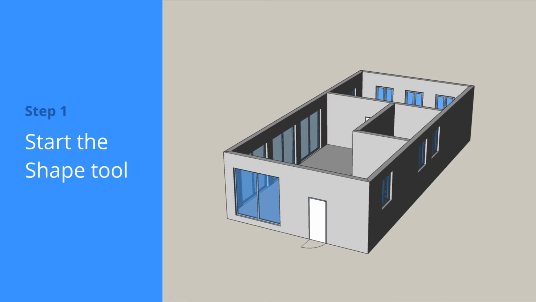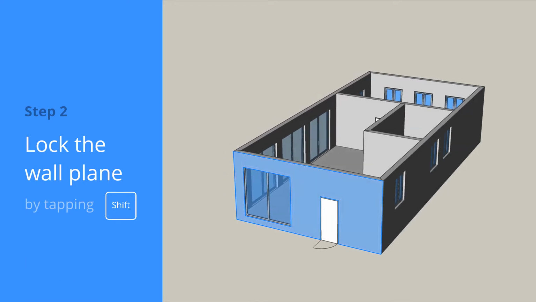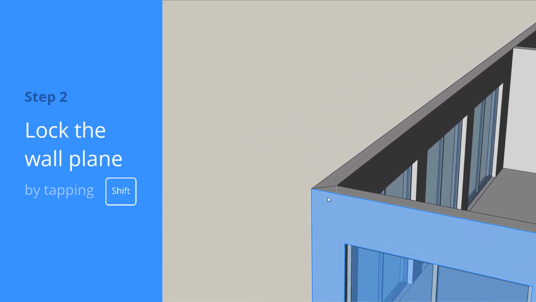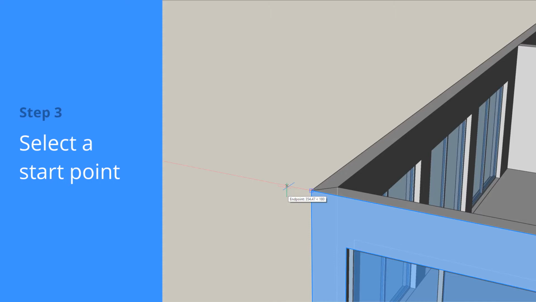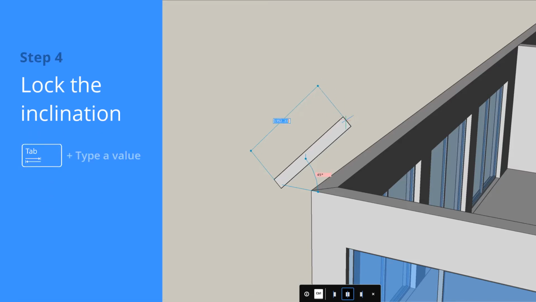Need a gable-style roof? It's easy with BricsCAD Shape. Align the drawing plane to the wall surface by pressing Shift while hovering over the wall surface. To fix the angle, press Tab and enter a value. Press Enter to accept.